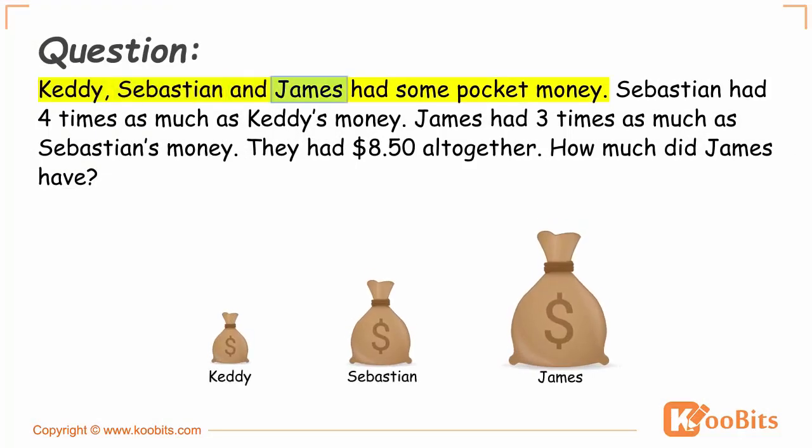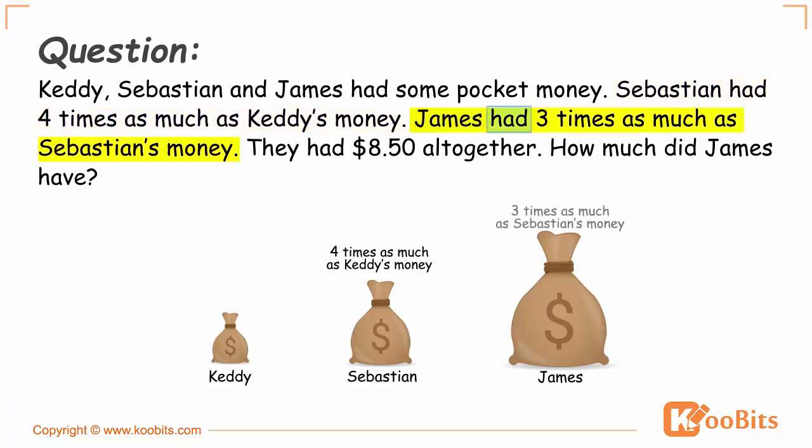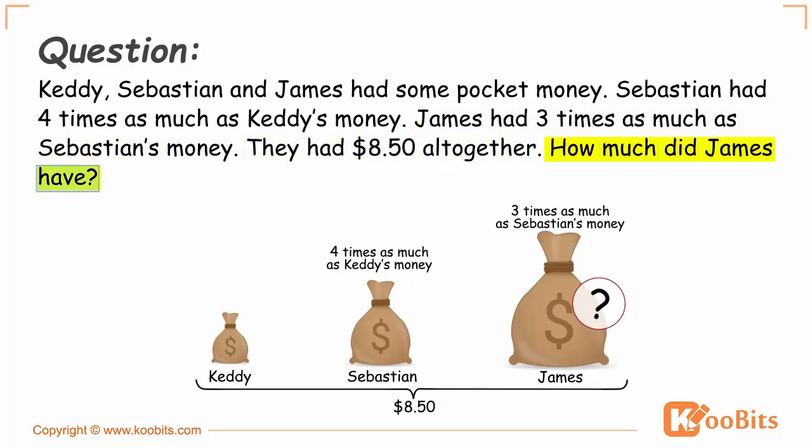Keddy, Sebastian, and James had some pocket money. Sebastian had 4 times as much as Keddy's money. James had 3 times as much as Sebastian's money. They had $8.50 altogether. How much did James have?